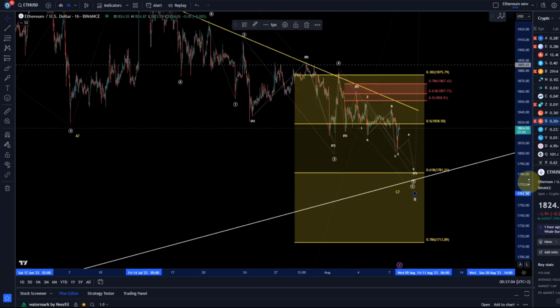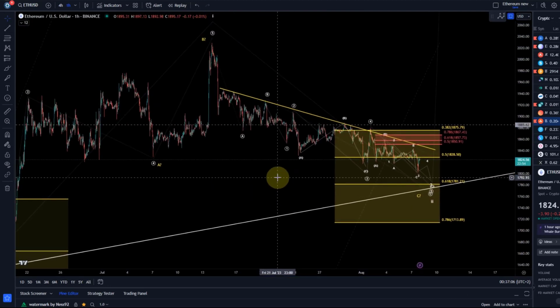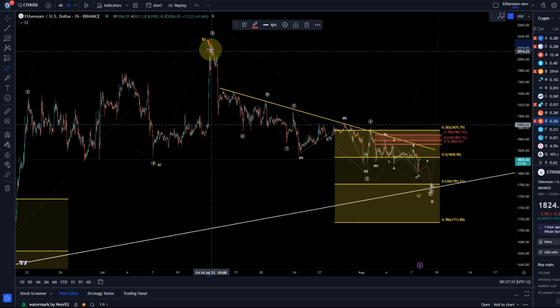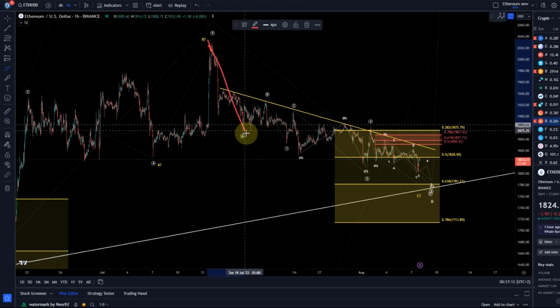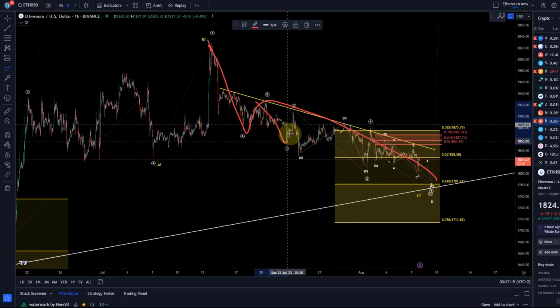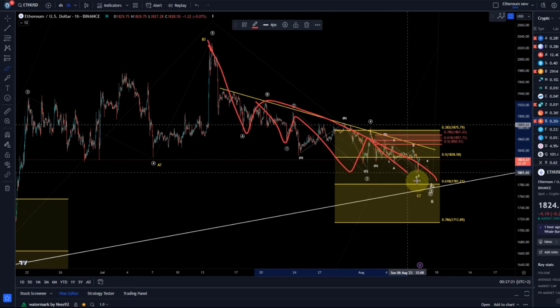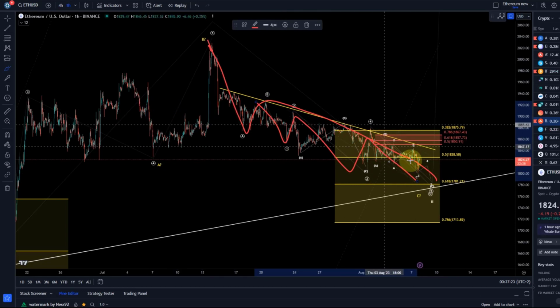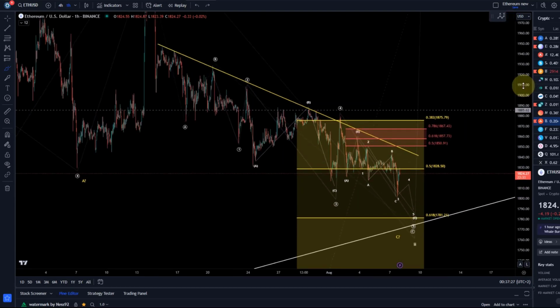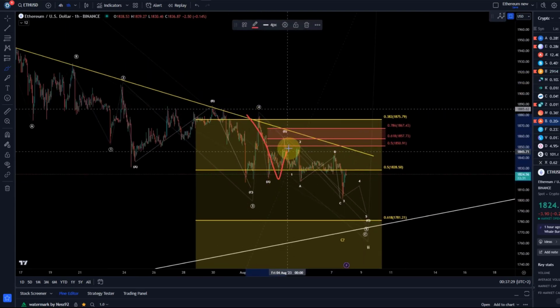We are basically still in this ABC correction, as you will probably have assumed. That's my take: from this top in July, we came down in an A wave, moved up in a B wave, and now the C wave down. A C wave is a 5-wave move, 1, 2, 3, 4, 5, and basically we're in this 5th wave. So in the last wave of the last wave, and in this 5th wave, we have an ABC structure.